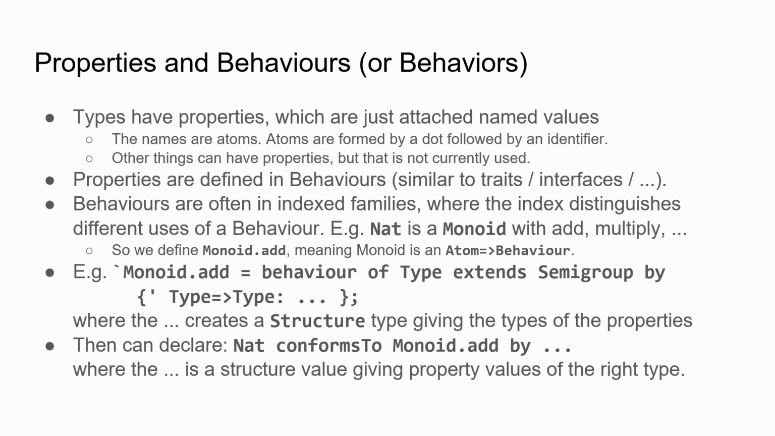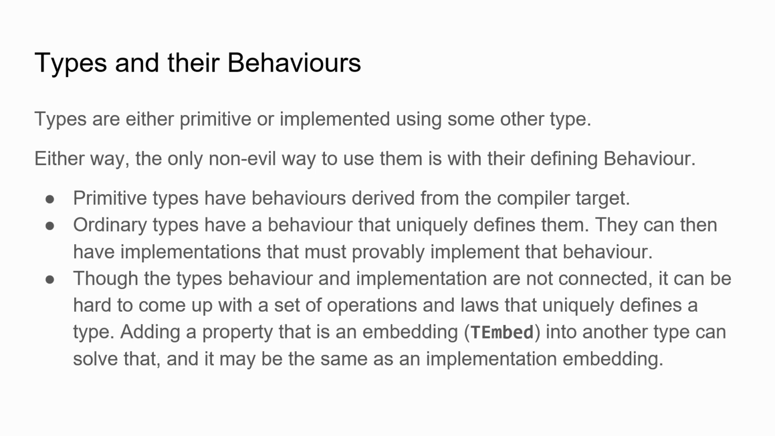And then once we've got this behavior, we can declare, for example, that the natural numbers conform to monoid.add by providing, as the structure is a type, a value of that type. For example, we'll define the operation and the identity, which is the feature of the monoid, and the laws that it has to obey. So types are going to either be primitive or they're going to be implemented using some other type. The correct way to use them is with their defining behavior.